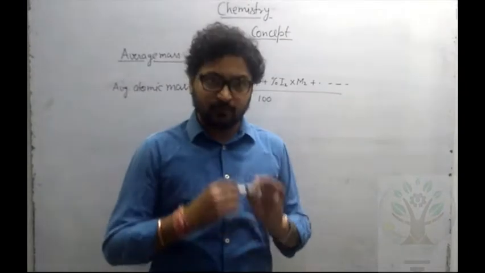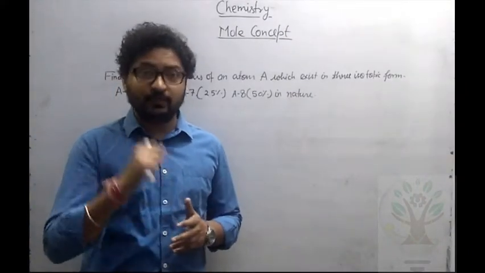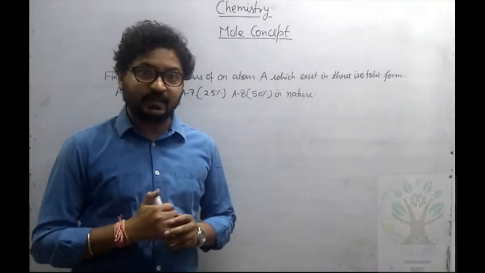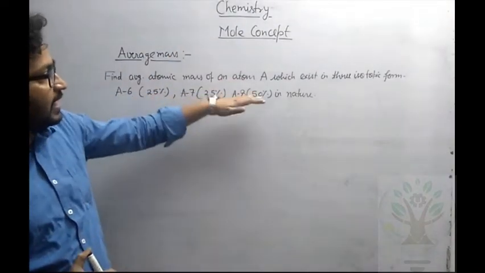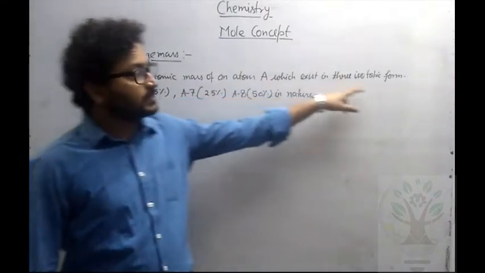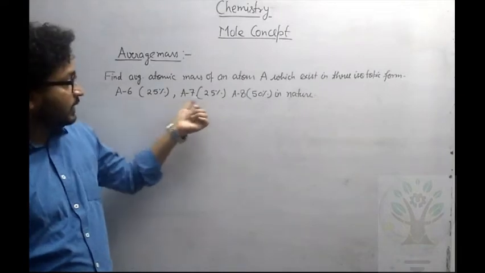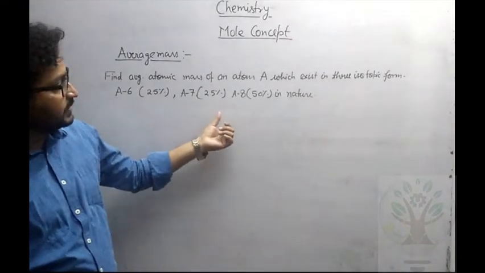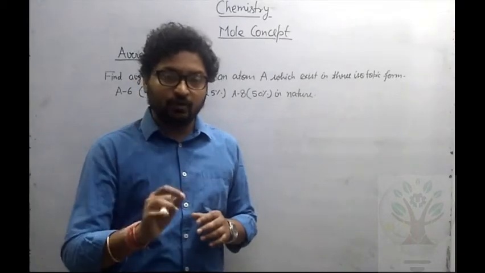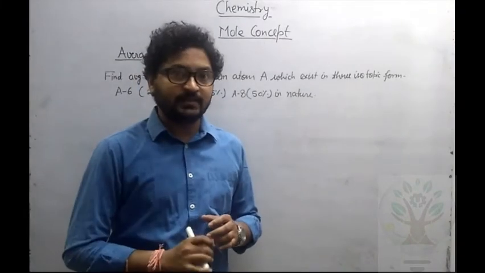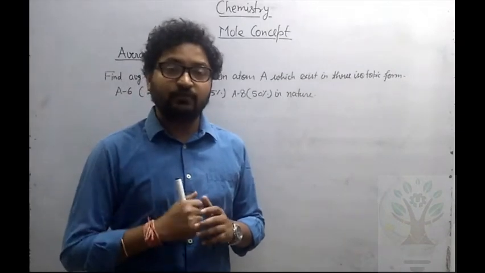Okay. Let's do one more question. Now the next question, which you have to solve on your own and write the answer in the comment section. The question is, find the average atomic mass of an atom A which exists in three isotopic forms, A6 25%, A7 also 25%, A8 50% in nature. Okay, solve on your own, give me the answer in the comment section. I will let you know whether it is correct or incorrect. Okay, move to the next concept.